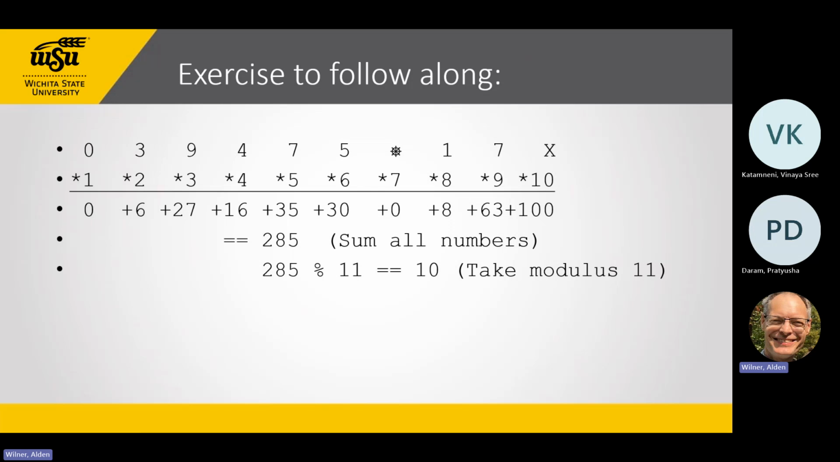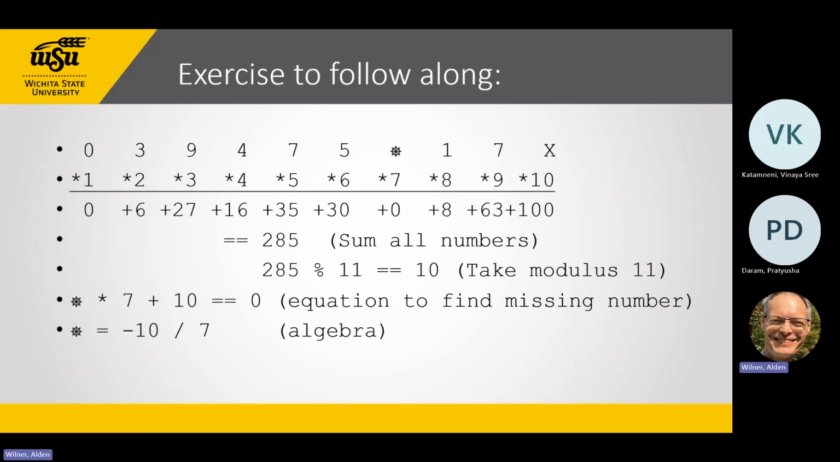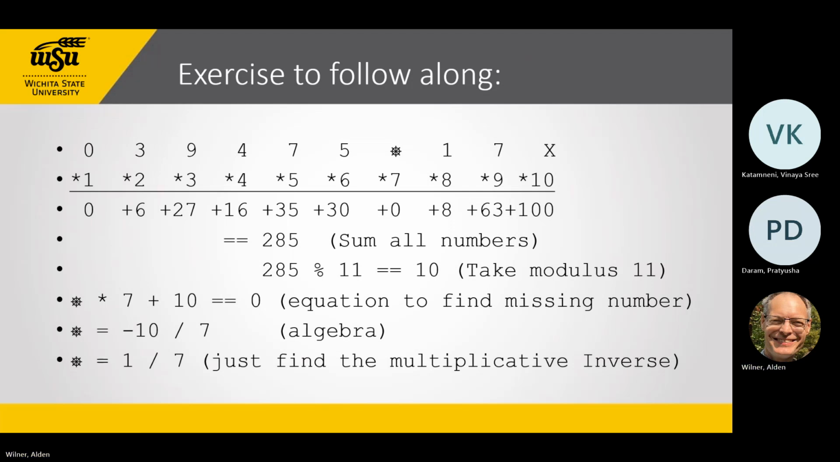285 mod 11 is 10. So now splat times 7 plus 10 should equal 0. That's our equation. We do the rearranging using our algebra. We need to say that splat is minus 10 divided by 7. Minus 10, using modulus arithmetic inside the field, becomes 1. So we're just looking for 1 divided by 7.